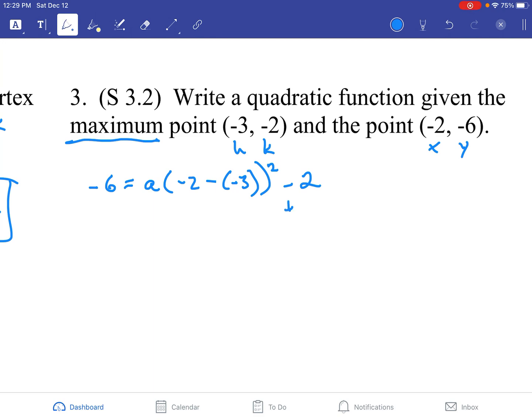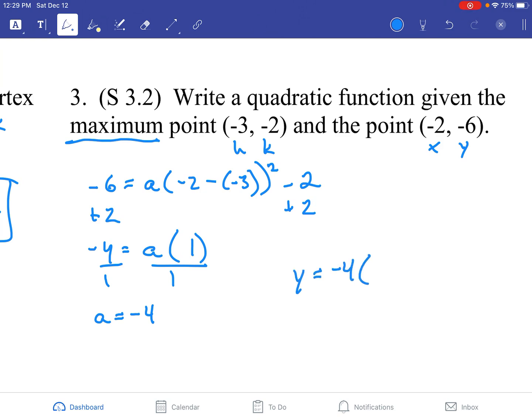So I'm going to add 2 to both sides. So I get negative 4 is equal to a times something. Negative 2 minus negative 3 is going to be positive 1, and 1 squared is 1. Divide both sides by 1 if we really need to. A will equal negative 4. Now we rewrite the equation. Y is equal to negative 4 times x, a minus is going to be plus 3, quantity squared, minus 2.